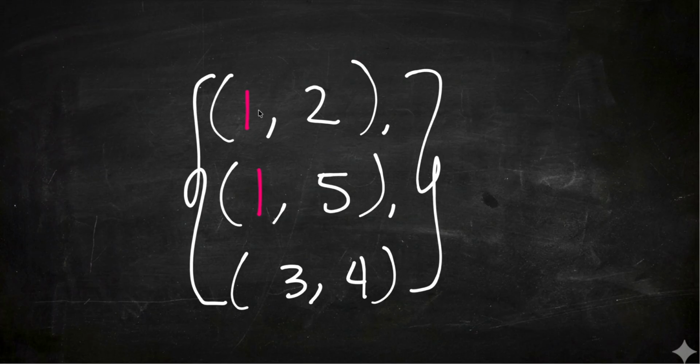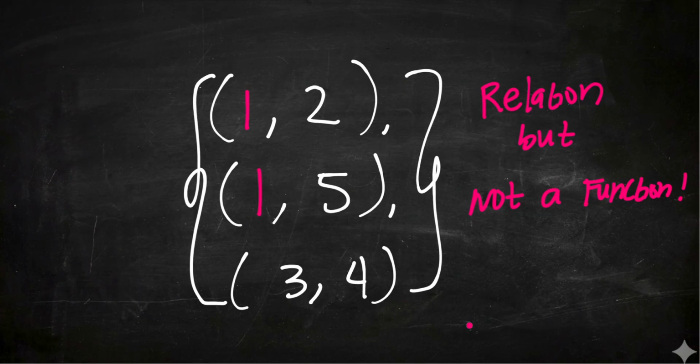However, this is not fine for a function because a function has one rule, and the rule is that each input has to give you exactly one output. Always, every time, no exceptions. But 1 is giving us two different outputs, so this ordered pair would not be a function. So it's a relation, but it's not a function.